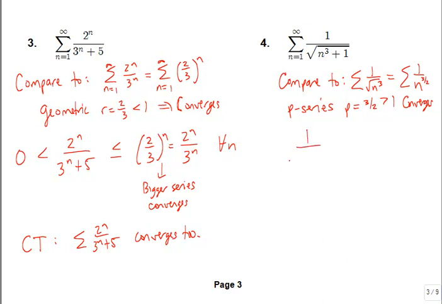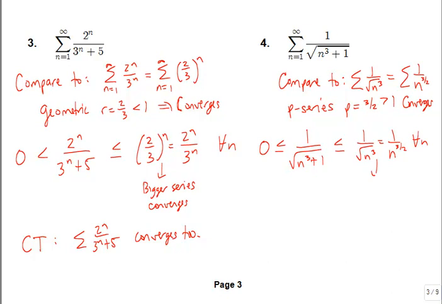If we have 1 over the square root of n cubed plus 1, and we compare that to 1 over the square root of n cubed, which we know is the same as n to the 3/2, this is adding 1 to your denominator, which is making the denominator get bigger, which makes the whole fraction get smaller. So this is going to have to be less than or equal to it, and both of these are obviously positive for positive n's. So this is true for all n.